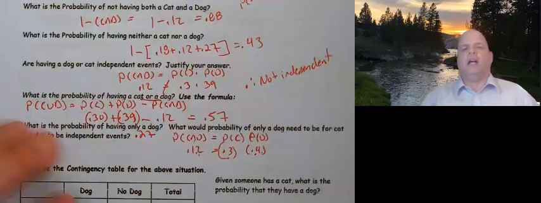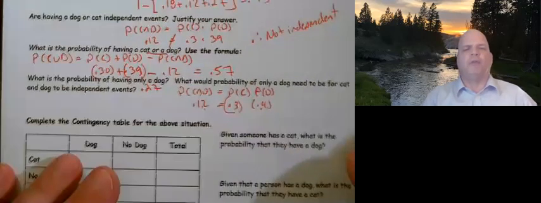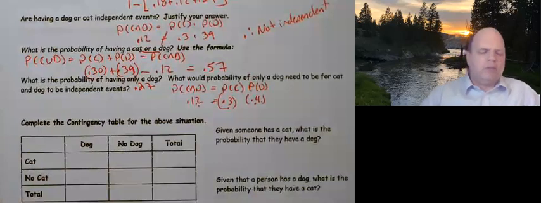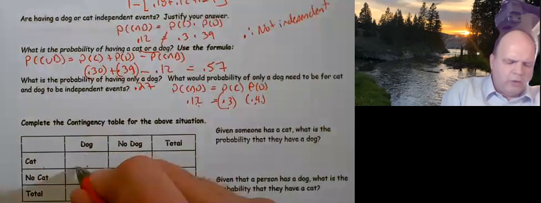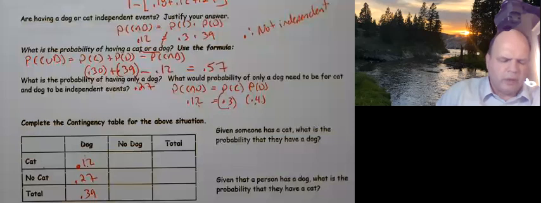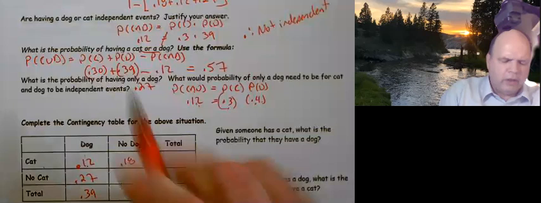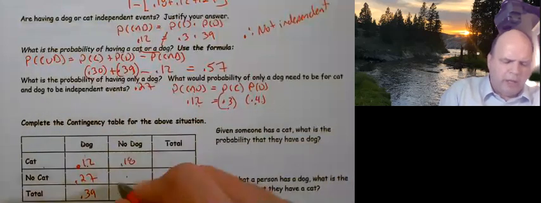All right, the last thing. They want us to complete the contingency table for the above situation. All right, and so here we have cat and dog. So this is 0.12. This is dog with no cat is 0.27, and a dog was 39%. Cat with no dog, 18%. No dog, no cat, you have no pets.